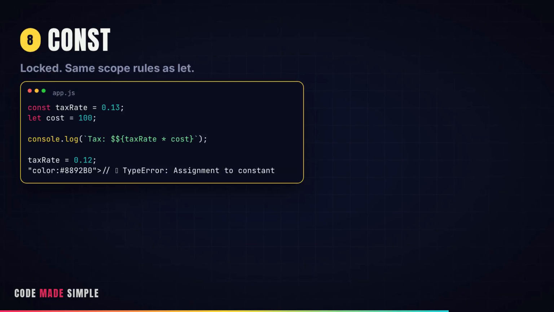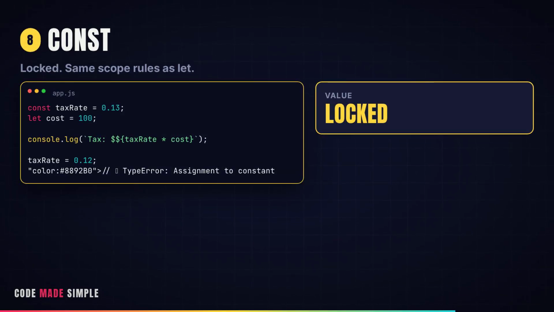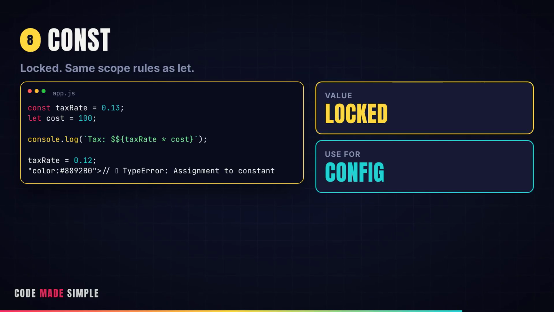Const. Same scope rules as let, but the value is locked. Try to reassign it, and JavaScript throws a TypeError. Use const for anything that shouldn't move. Tax rates, config, API URLs.